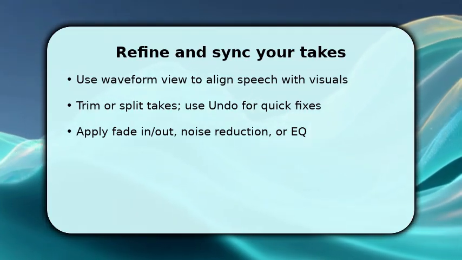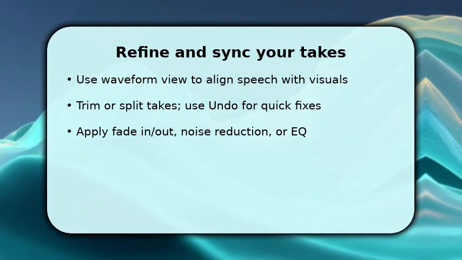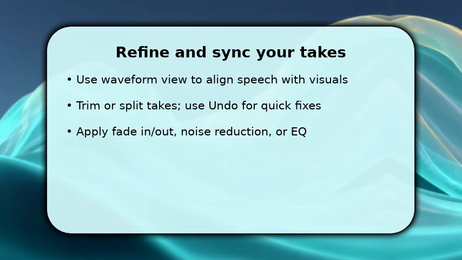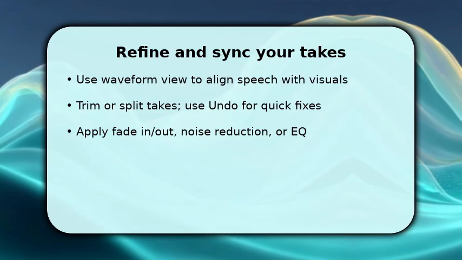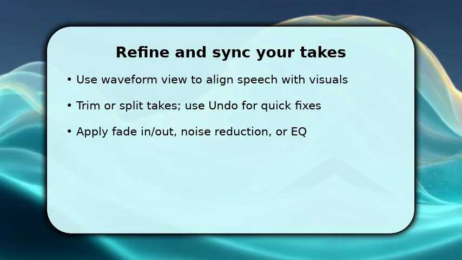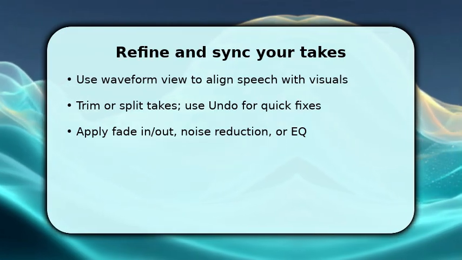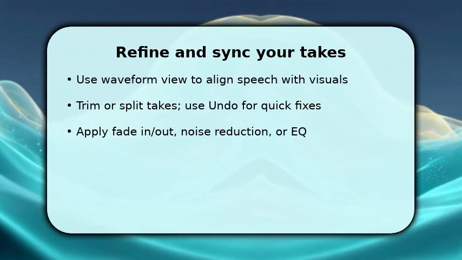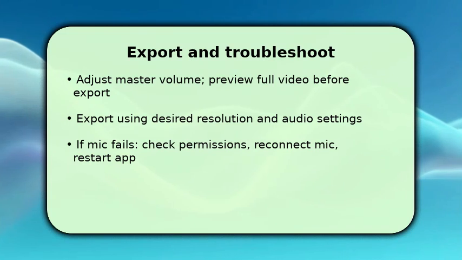If a line is off, trim the start or split and delete the bad section, then re-record only that piece. This saves time. You can also apply quick effects like noise reduction or an EQ preset to reduce hiss and brighten speech. Make small volume adjustments and add fades so transitions feel natural and the voice sits well over background audio. Before you export, do a full playback and set the master volume so the voice stays prominent without clipping.